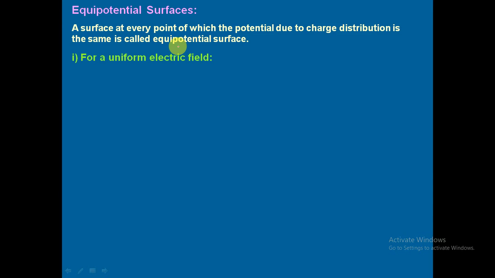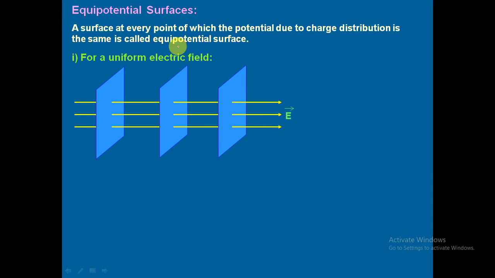First, let us try to draw for the uniform electric field. We know that the uniform electric field is represented by parallel lines, and how we can draw the equipotential surfaces. You can see here, this is the first equipotential surface, this is the second, and this is the third. So how do we have to draw the surfaces? We need to draw the surfaces perpendicular to the field lines. Those surfaces would be the surfaces at which the potential will remain constant.